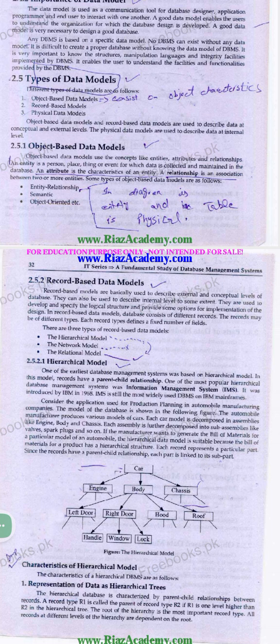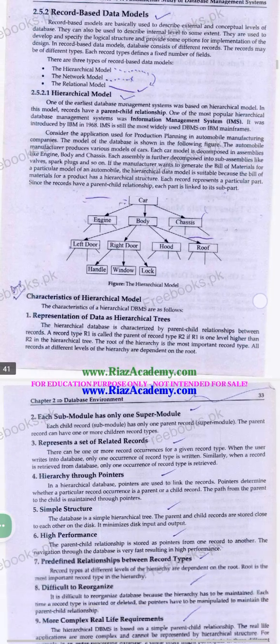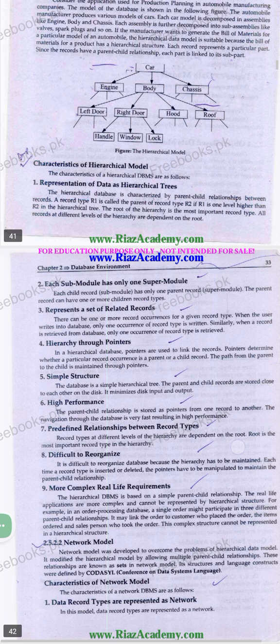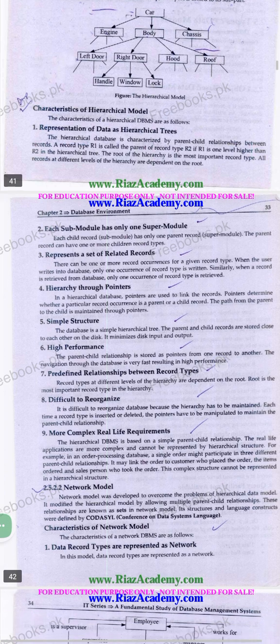Here some information is given: in IMS, sorry, Information Management System, IBM introduced this model in IMS in 1968. This type of information is important for your MCQ type questions, not for theory. Next we have the characteristics of the hierarchical model. This is your assignment. You can read from your book, or go through a Google search and read these characteristics of the hierarchical model.